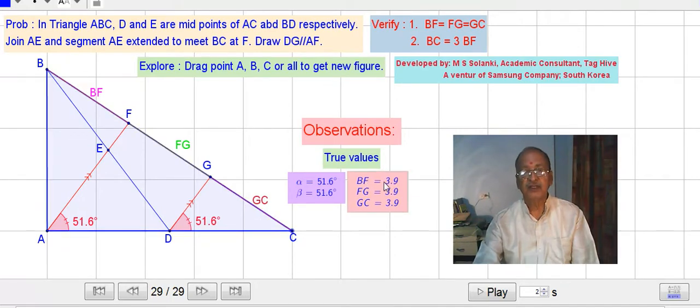Now suppose the value of BF and FG and GC they are equal, say X. So BC is equal to this plus this plus this, means X plus X plus X, 3X. It means BF is equal to X, BC is equal to 3X, means 3 times. So here we have verified that fact also, that BC is 3 times the BF.